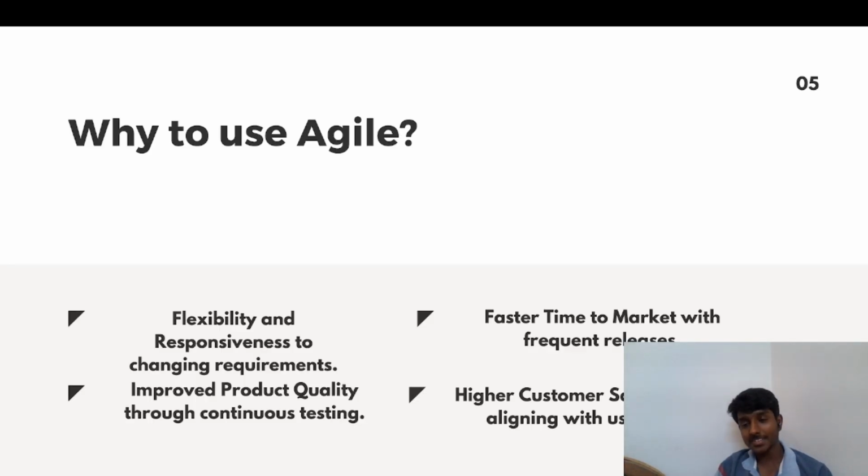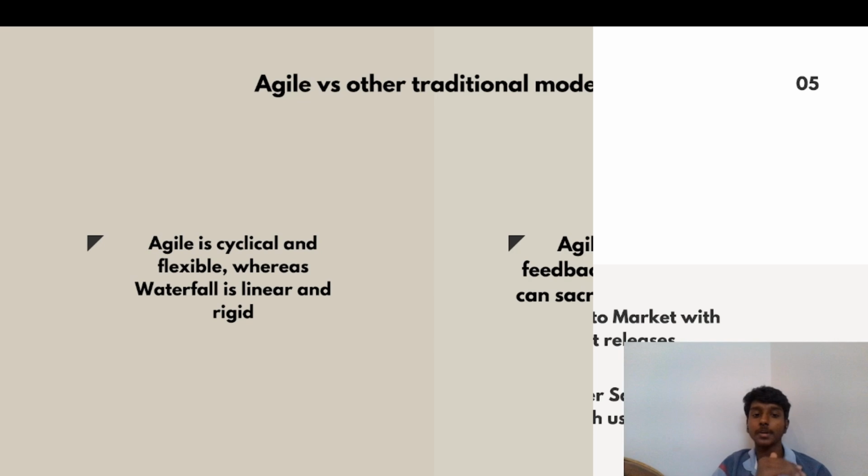As you know, these four are the drawbacks of the traditional model which Agile has overcome. So these four drawbacks of the traditional model can be achieved by Agile.